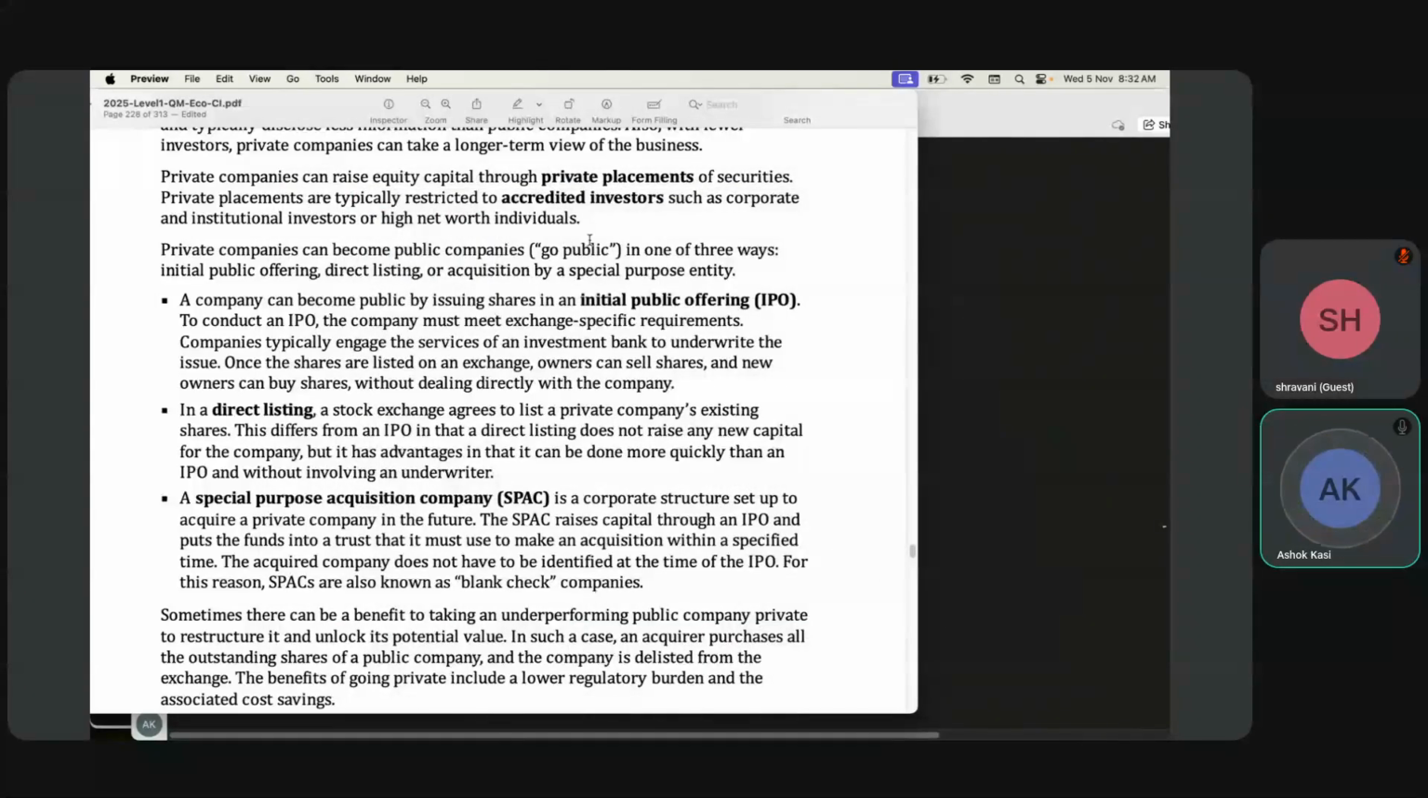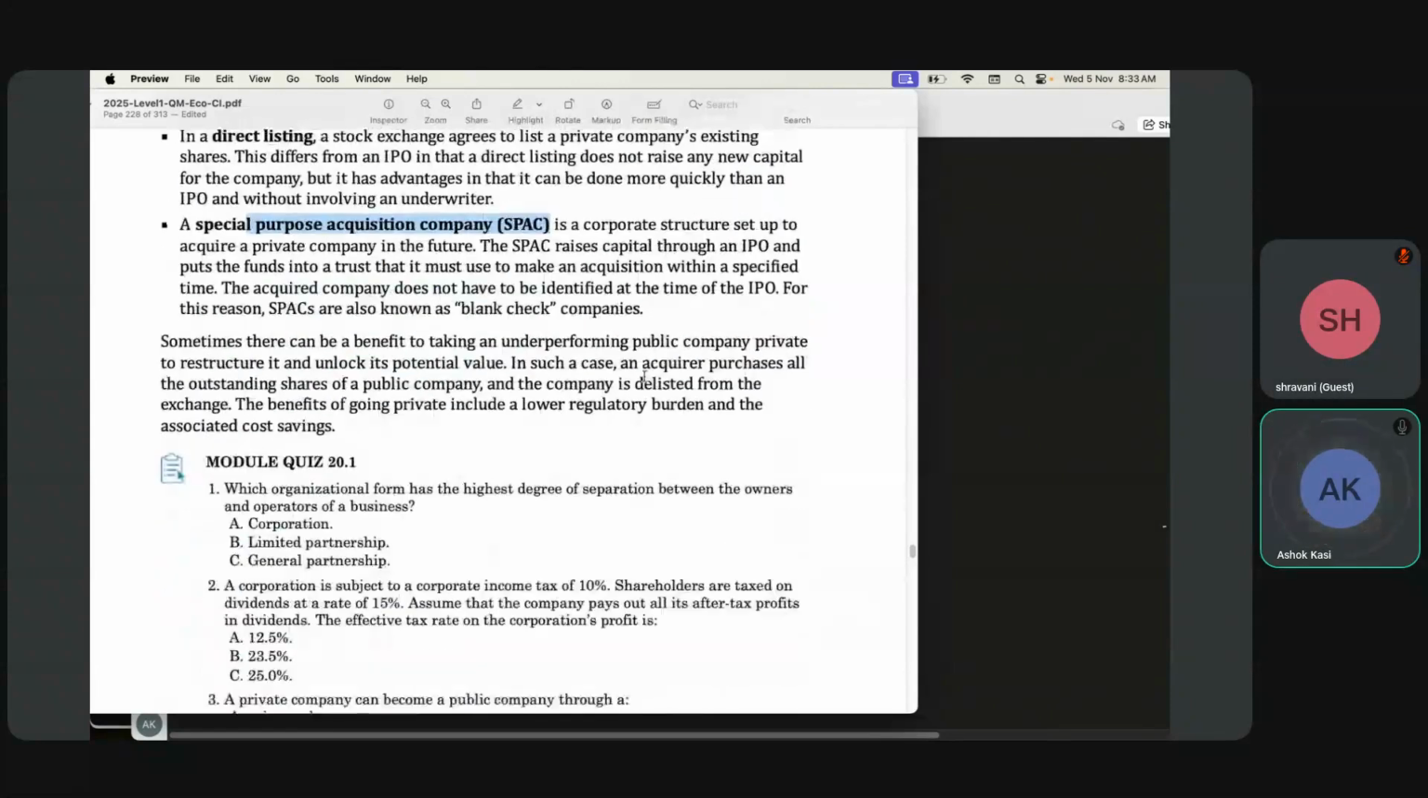Then IPO, I'm sure you know. Then SPAC means what? This concept is not there in India. SPAC is a structure wherein they raise capital through an IPO only to buy another company. That is the business model here. They want money to buy another company, so they are raising money from the public. That is called the SPAC business model. This is there in the US and all, but we don't have it.